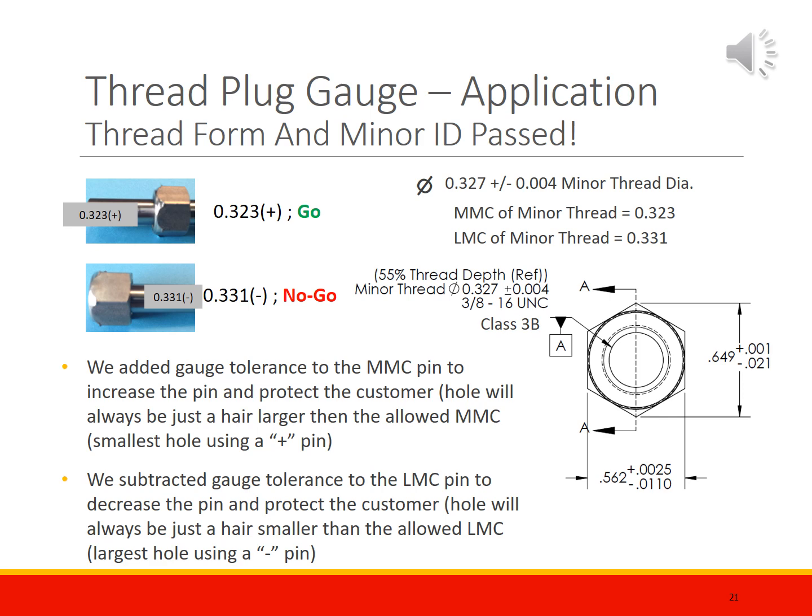The pin went in. In the picture, we see the go pin fits and the no-go pin stops short. We are within the tolerance band for the non-standard minor thread diameter specified.